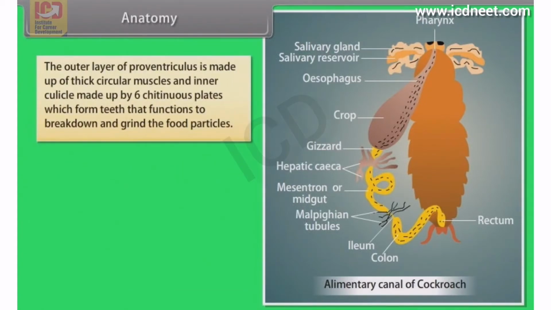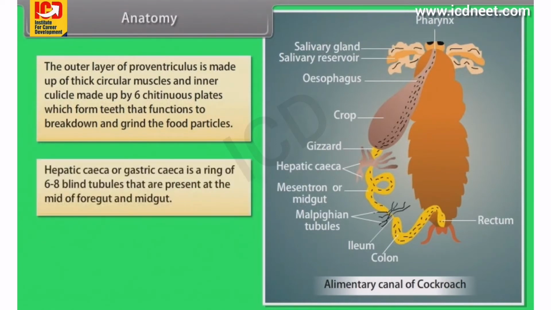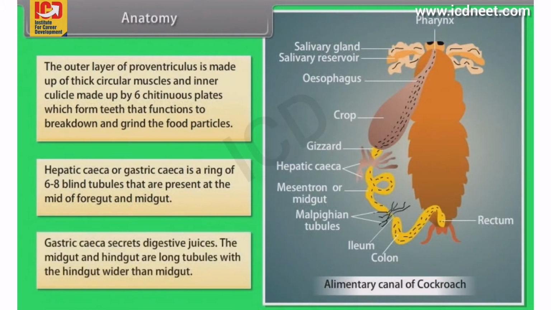The outer layer of the proventriculus is made up of thick circular muscles and the inner cuticle is made up of 6 chitinous plates, which form teeth that function to break down and grind the food particles. Hepatic caecae or gastric caecae is a ring of 6 to 8 blind tubules present at the junction of foregut and midgut. Gastric caecae secrete digestive juices.